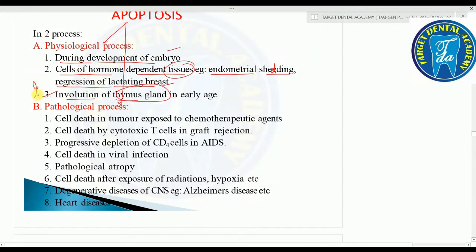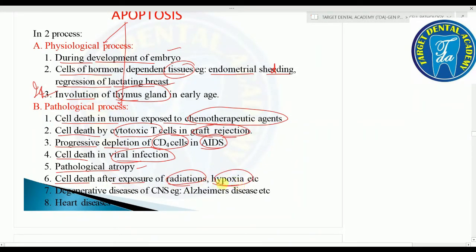Important. While the pathological processes in this are: cell death in a tumor when it is exposed to chemotherapeutic agents, cell death by the cytotoxic T cells in graft rejection, the progressive depletion of the CD4 cells in AIDS, cell death in viral infection, pathological atrophy, cell death after exposure to radiation, hypoxia, and the degenerative diseases of the CNS like Alzheimer's disease and heart disease. These all are the pathological processes of apoptosis.